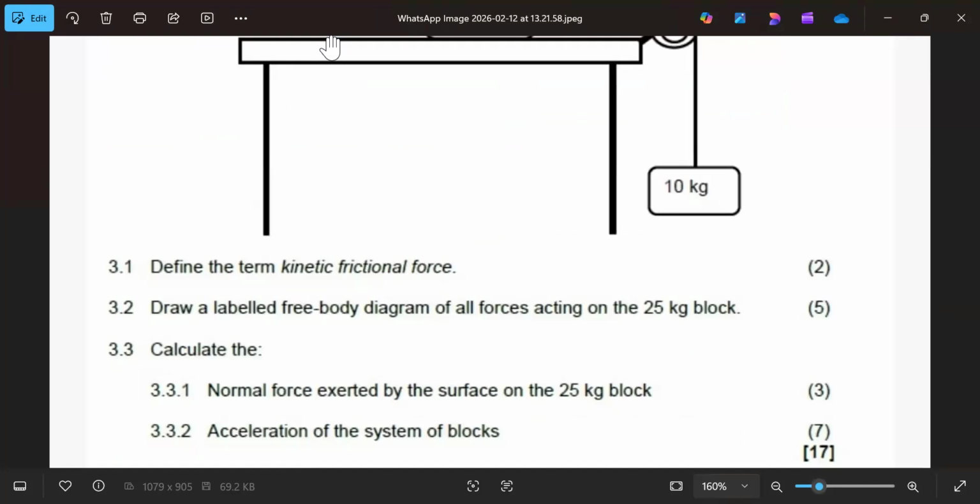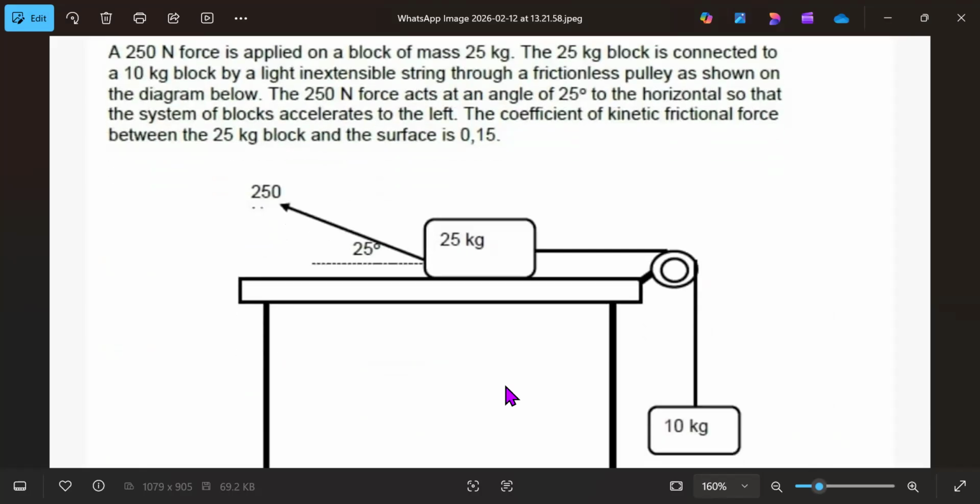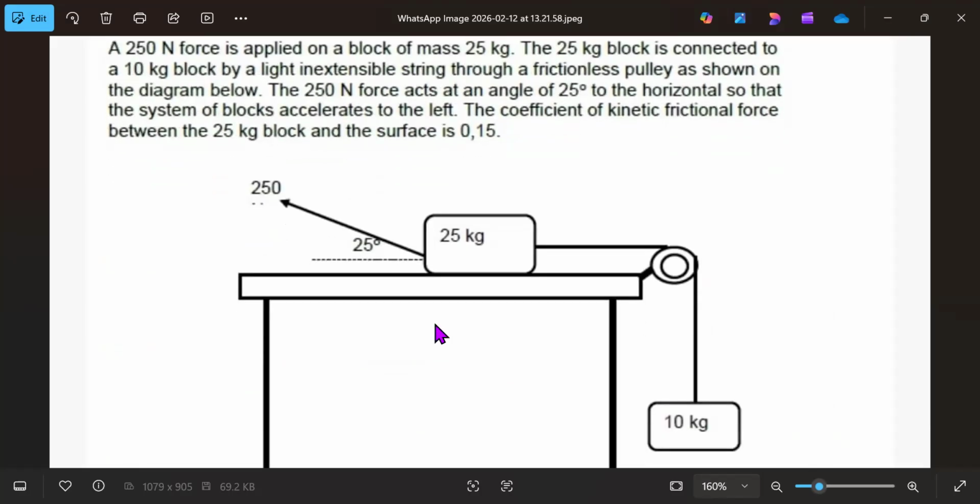And now the first question says, we need to draw a labeled free body diagram showing all the forces acting on this 25 kg block. Okay, fine. So how do we do this? Well, we know how to do it. And here I'm just going to draw the free body diagrams for both of these objects. Remember to do that on your rough work section to draw for the other one as well, unless you can clearly see which forces are acting on it.